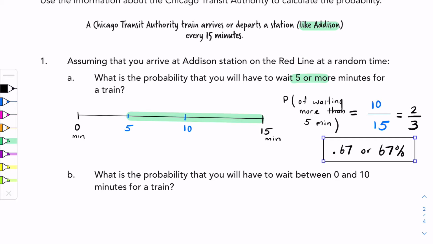After 15 minutes, a new train arrives. So our number line only includes the amount of time you could wait between trains. But between 5 and 15 minutes could be up to 10 minutes that you're waiting, and you have a 67% chance that you are waiting for that long.